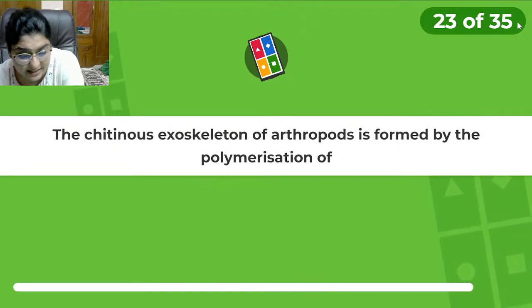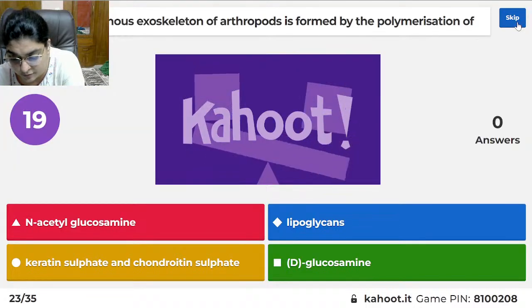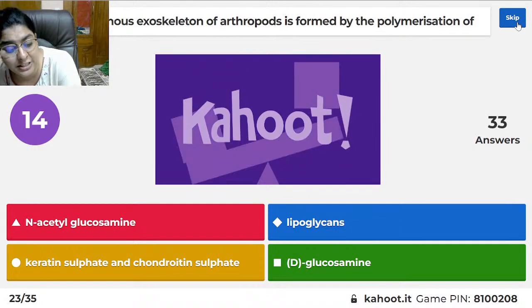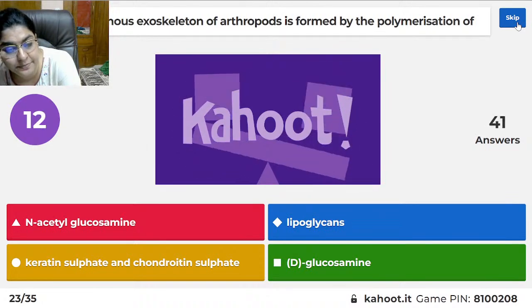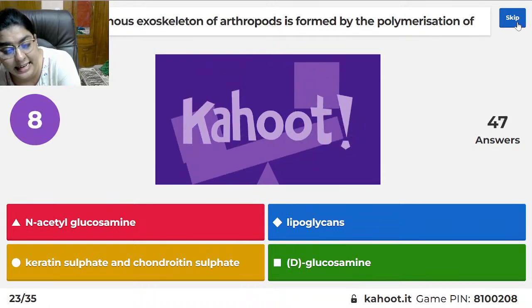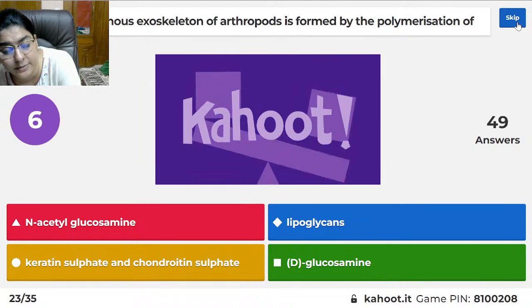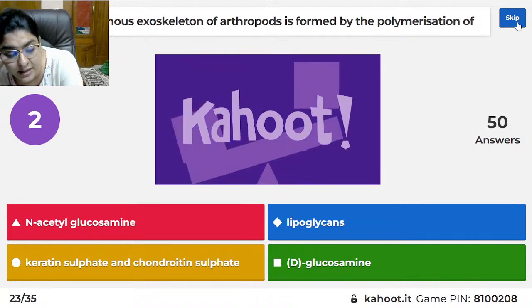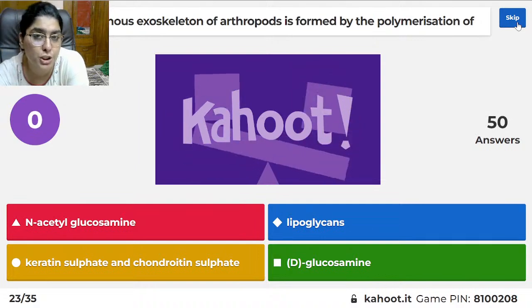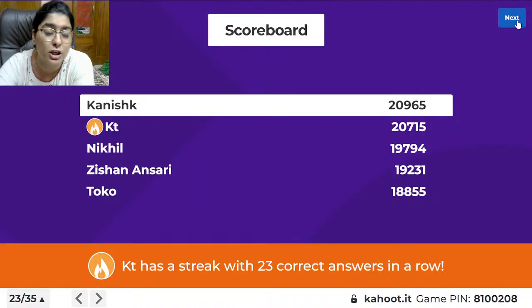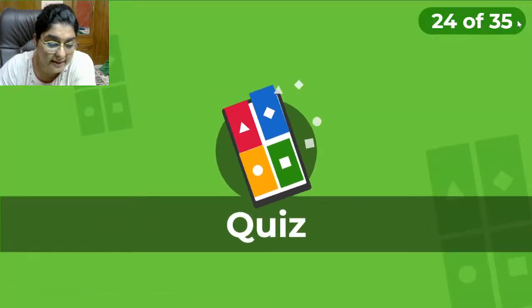What is the chitinous exoskeleton of arthropods made up of? We all know that it has a common nature which is also present in the cell wall of fungi. That is chitin. And chitin is a polymer which is made up of a monomer. It's a homopolymer of an amino sugar known as N-acetyl glucosamine. Very good. 95% of you are correct. Wonderful.